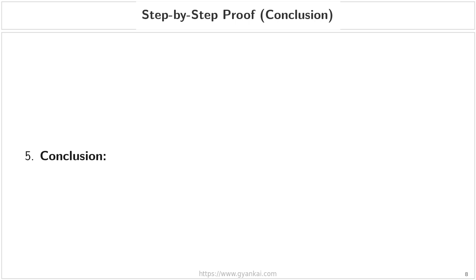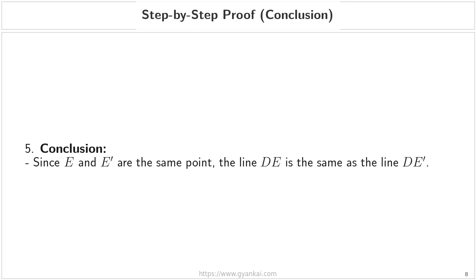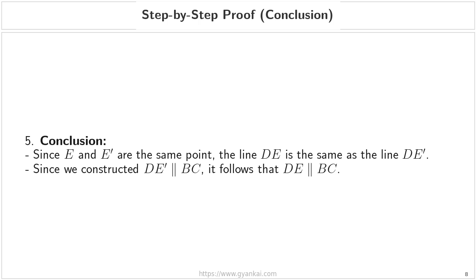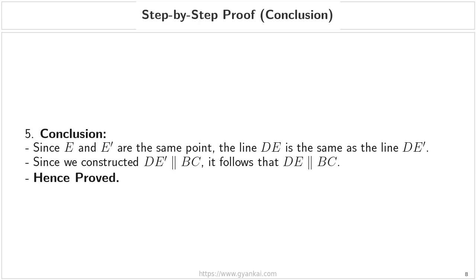Now, let's bring our entire logical argument to a close. In the previous slide, we analyzed the ratio and realized that for the segments to be equal, the point E and our constructed point E prime must actually be the exact same point. So, for our conclusion, since E and E prime are the same point, the line segment DE is identical to the line segment DE prime. And remember, back in our construction step, we specifically drew the line DE prime to be parallel to BC. Therefore, it logically follows that our original line, DE, must also be parallel to BC. And there we have it, the theorem is hence proved.